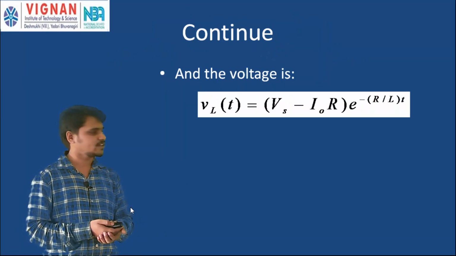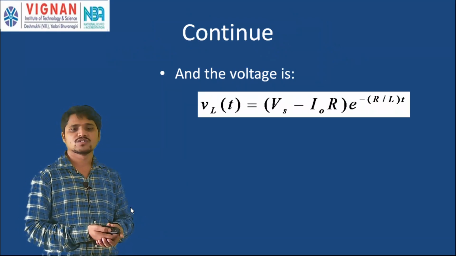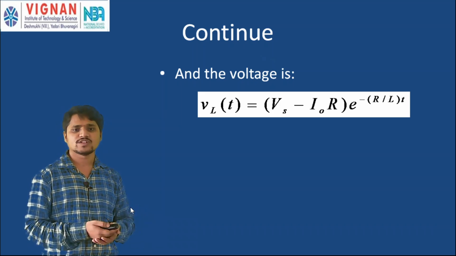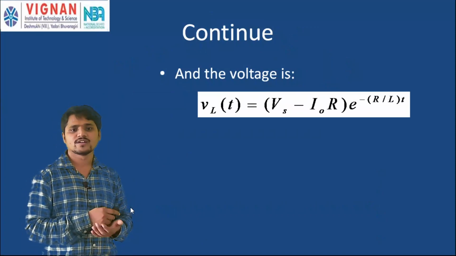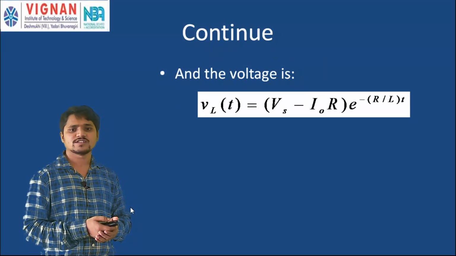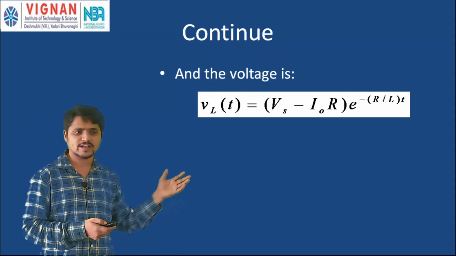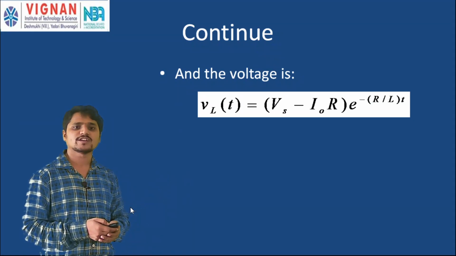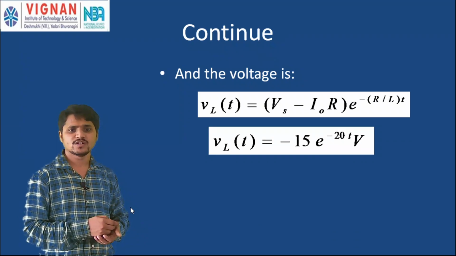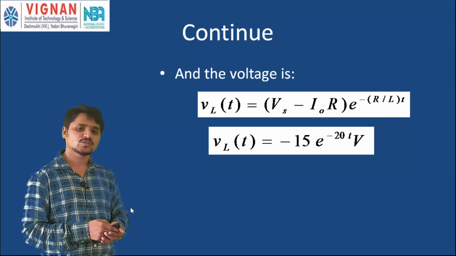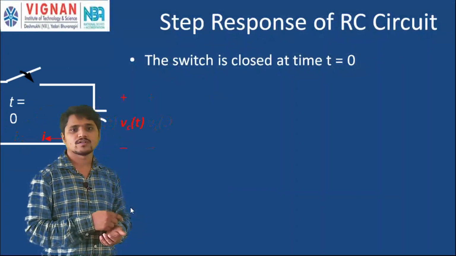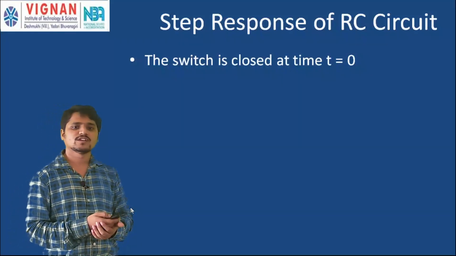So once you find the current, it is easy to find out the voltage. So VL of t is equal to L times di by dt. Simply differentiate, and you will get this equation: Vs minus I naught into R, into e to the power of minus R by L into t, just like earlier when we derived the voltage across the inductor in the RL circuit step response. Therefore VL of t is equal to minus 15 into e to the power of minus 20t volts. Now let us see the step response of the RC circuit.